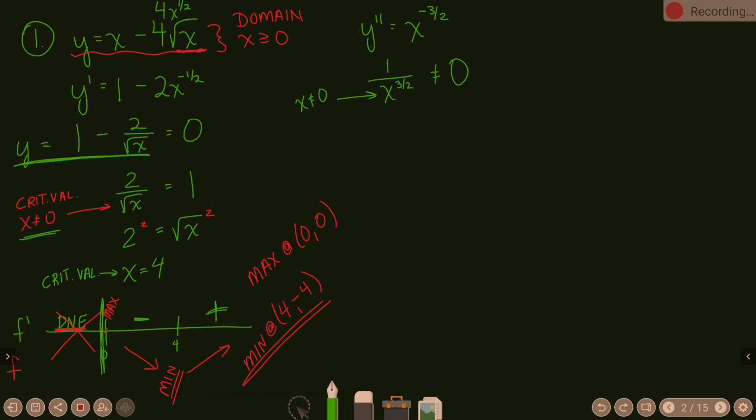So really, when we go to talk about concavity, my graph goes from 0, we don't have any other critical values, so there's going to be all one concavity. There's not going to be a change in concavity. So if I plug in any number to the right of 0, so any positive number, 1 divided by 1 to the 3 halves, it's going to be positive. So if this is my second derivative, then that means my original graph is going to be concave up.